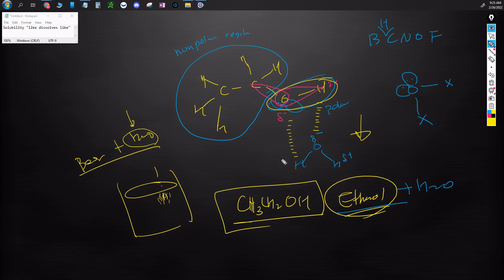Of course, you will still have water molecules trying to look for that area to get attracted to, but compared to a huge nonpolar region, it's not going to be easy for the molecule to find the polar area.